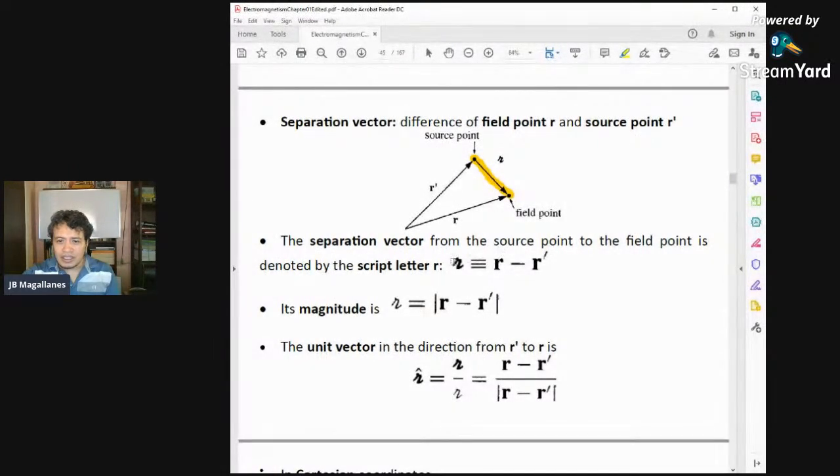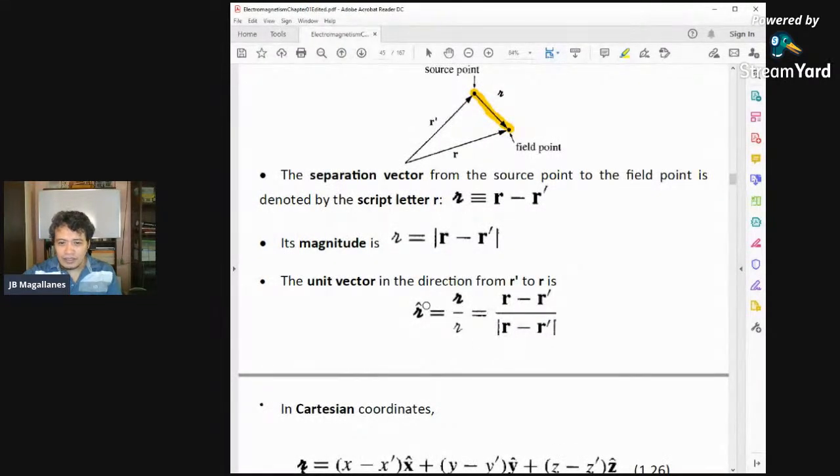This is the difference of the field point minus the source position, and we write it like this. The magnitude would just be given by this, and this is the unit vector associated with this vector. It is just the scripted r divided by the magnitude of the scripted r, or you can write it like this or like that.